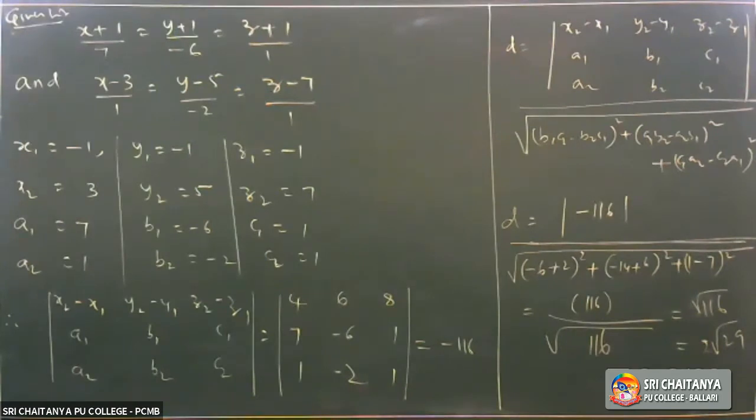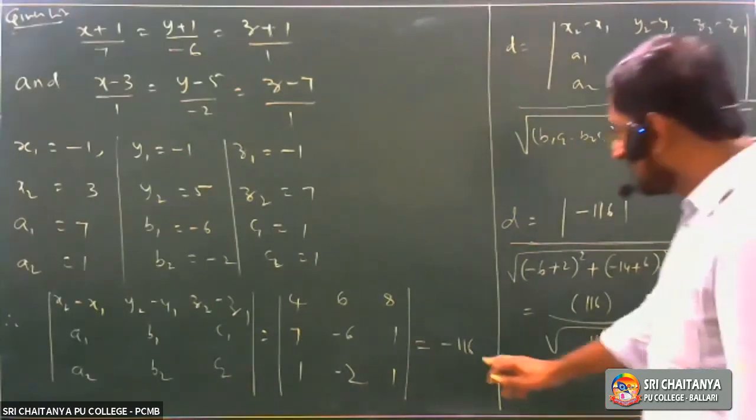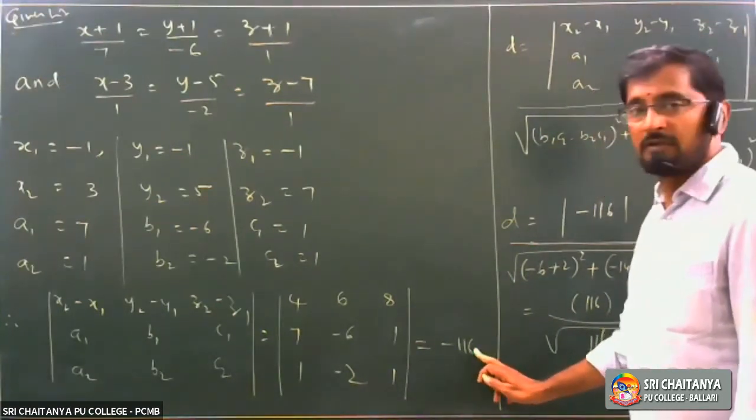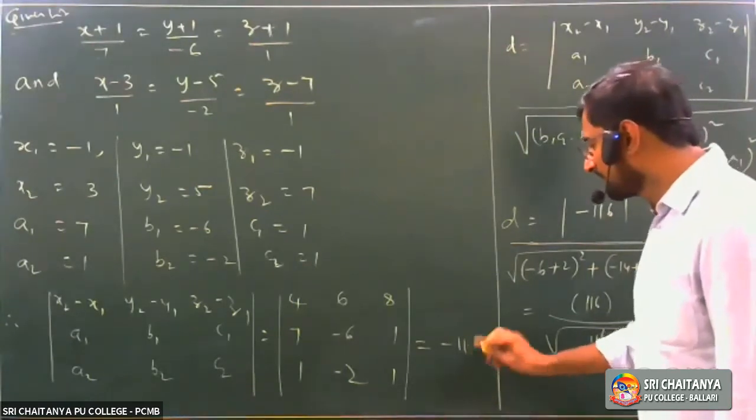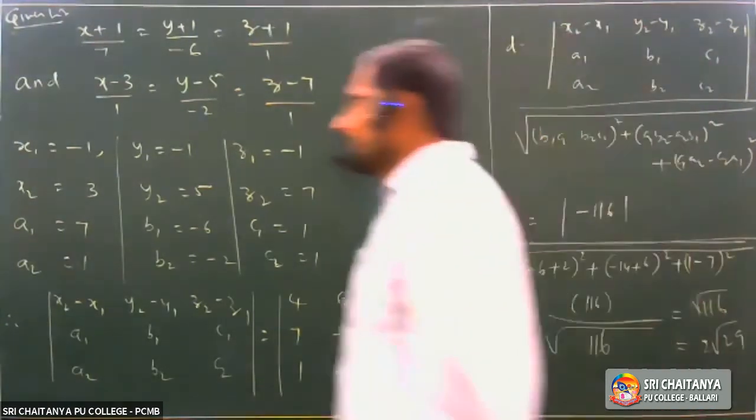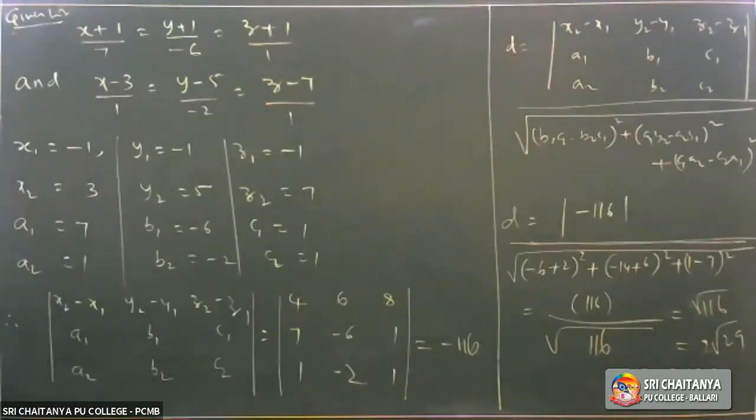I hope you have copied that. From the distance, it is looking as minus 111. That is the determinant value. It is minus 116. This value is looking as 111. This is 116. Okay. Now take down the next problem.